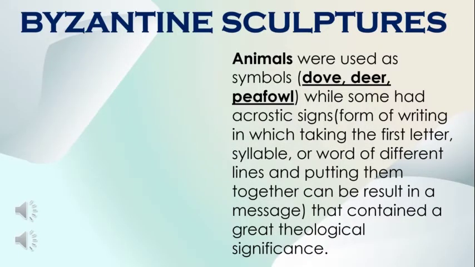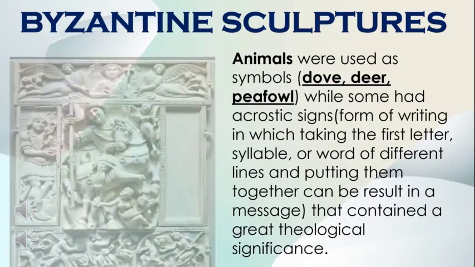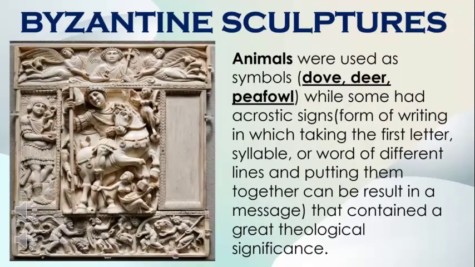While some had acrostic signs, a form of writing in which taking the first letter, syllable, or word of different lines and putting them together can result in a message that contained a great theological significance. For example, the Barberini diptych, an early example of Byzantine ivory work.